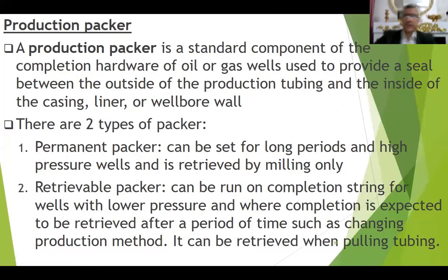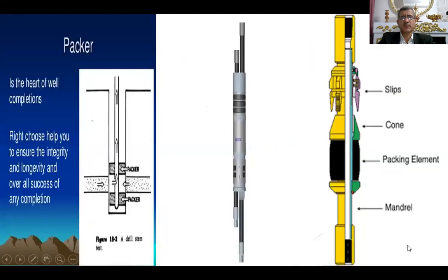Protection packer, it can isolate the casing from the tubing, and in this case, we protect the casing over the lifetime. We have two types, permanent packer and retrievable packer. Each one has packing and slips. It could be a single packer or a dual packer.